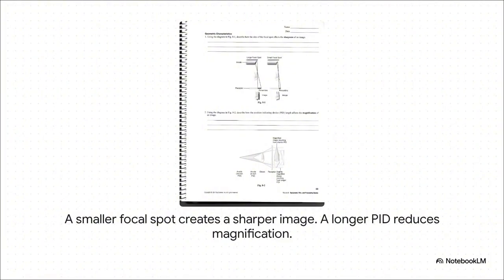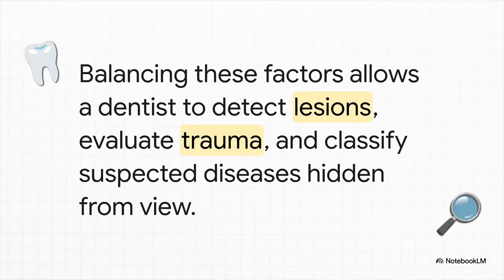And using a longer cone, that part they aim at your face, makes sure the X-ray beams are nice and parallel. That means you get way less magnification and a truer picture of the tooth. So you see, it's all a balancing act. By perfectly juggling all these things, the quantity of X-rays, their quality, the geometry of the machine, a dentist can turn this invisible beam into a powerful tool. A tool that makes the invisible visible and helps them find problems they'd never see with their own eyes.